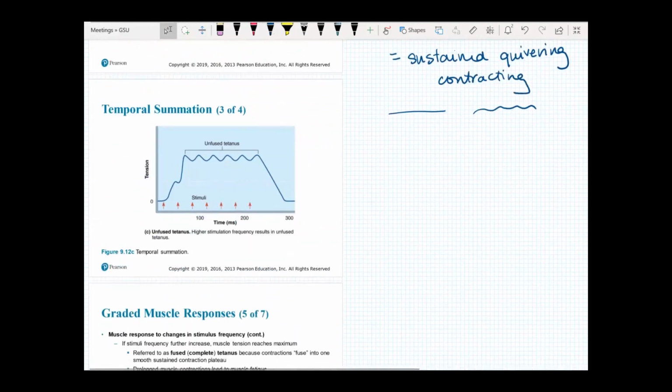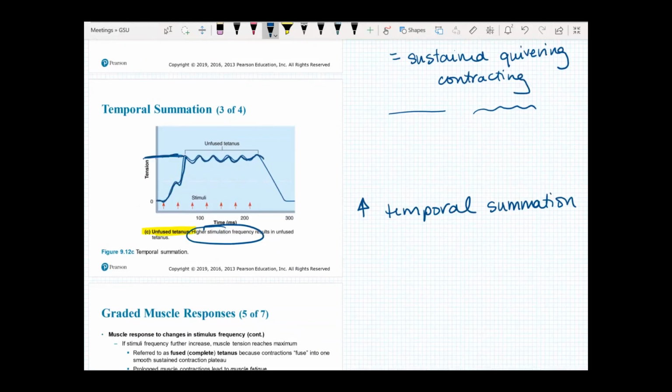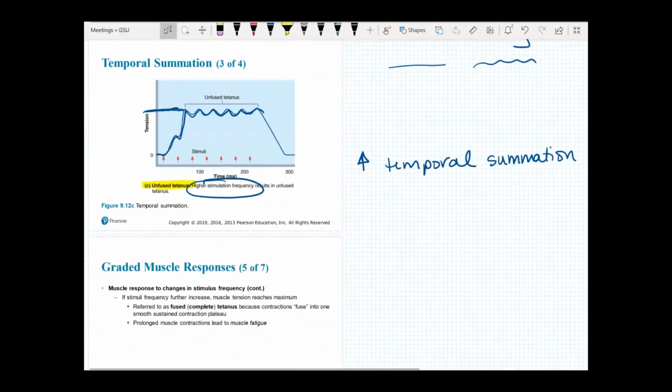So here is our unfused tetanus. This is a great example. So it's going to be high stimulation frequency. With this, we are increasing the temporal summation. You are increasing how much it adds over time. That's what that means. Here's our maximum tension, essentially right here. It can't go past this, but this is the quivering. It never fully relaxes, but it has this quiver to it. And this is when you're working out really, really hard and your muscles are legit shaking.